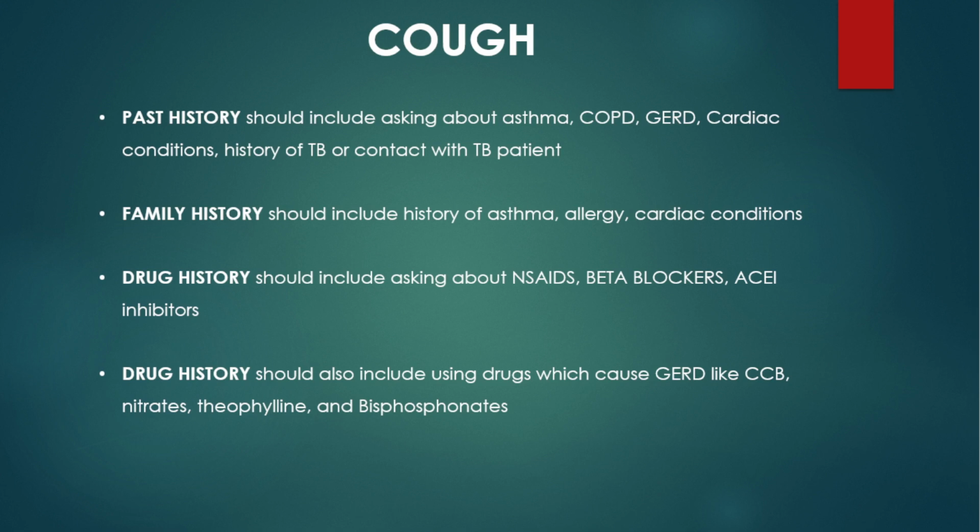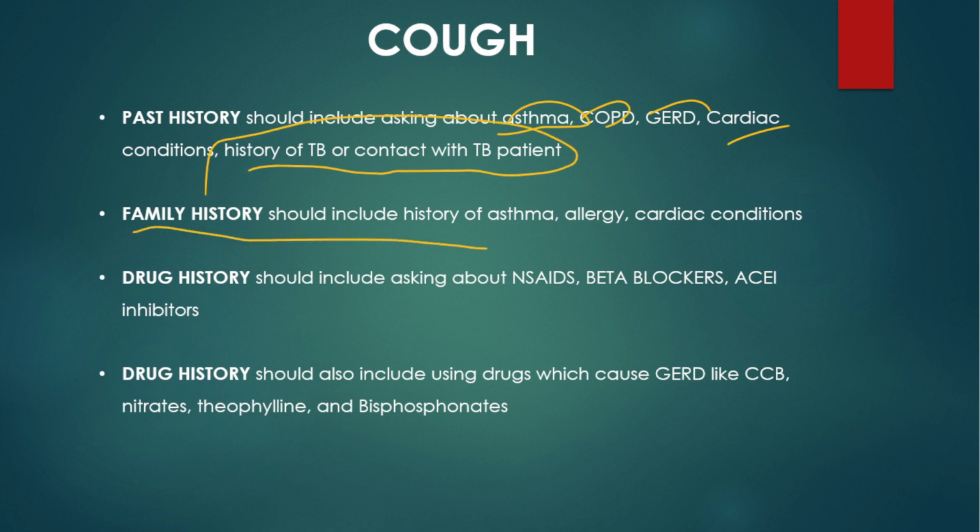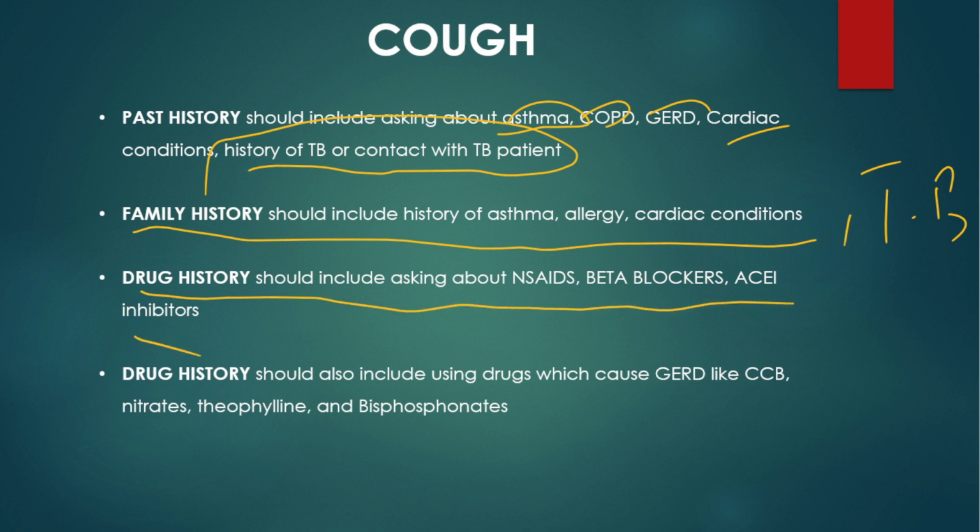Then past history should include asking about asthma, COPD, GERD, cardiac condition, history of contact with TB patient, or history of tuberculosis itself. Family history includes asthma, allergy, cardiac condition, and family history of TB. Drug history should include NSAID use, ACE inhibitor, and beta blocker use. Drug history should also include drugs which can cause GERD, like calcium channel blocker, nitrate, theophylline, and bisphosphonate. These can cause GERD as well, which can present as a cough.